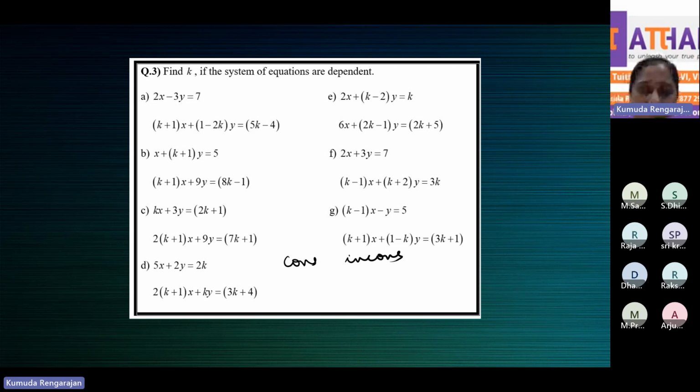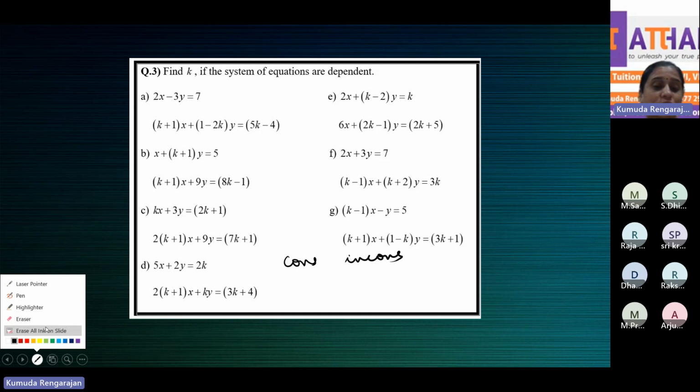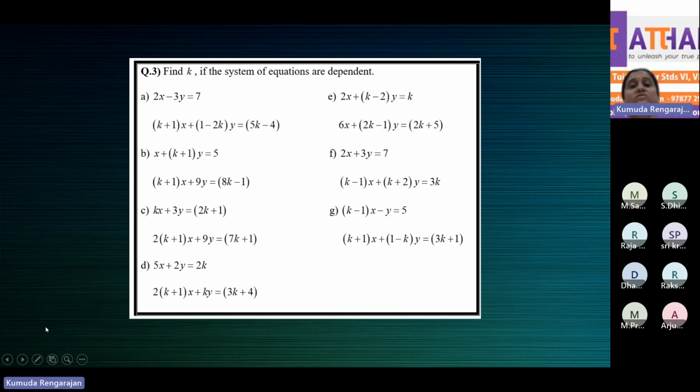A system of equations is said to be inconsistent if they don't have any solution. If they have a solution, consistent. Don't have a solution, inconsistent. And when they have many solutions, dependent equations. So when we say the equations are dependent, that means they have many solutions. That means A1 by A2 is equal to B1 by B2 is equal to C1 by C2.